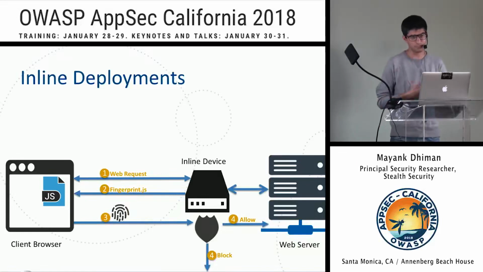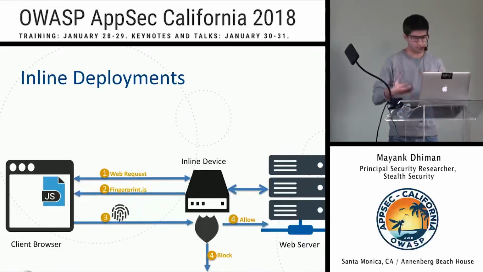So this fingerprint.js file is then sent back to the client browser. Again, the magical file executes, gets this magical fingerprint, which is then sent back. And since it's an inline device, it can automatically either block it or allow it, right? So again, the same sort of deployment model you can see for both fraud and bot detection solutions.